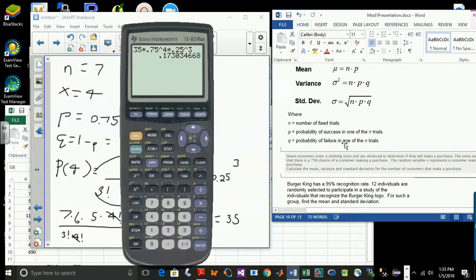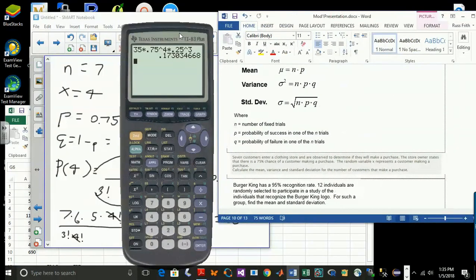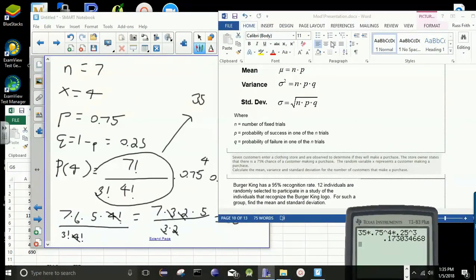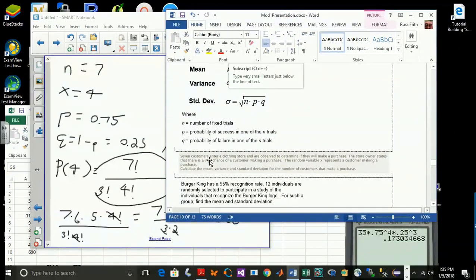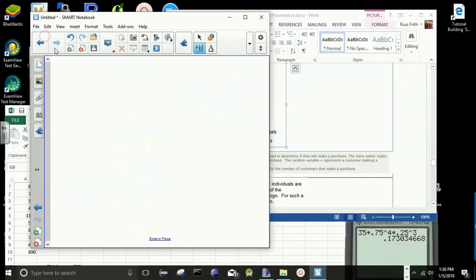Okay, so let's consider this problem. Seven customers enter a clothing store and are observed to determine if they will make a purchase. The store owner states that there is a 75% chance of a customer making a purchase. The random variable x represents a customer making a purchase. So we want to calculate the mean, variance, and standard deviation of the customers making a purchase. All right, so we'll use these formulae to calculate these quantities. So let me go insert, blank page.